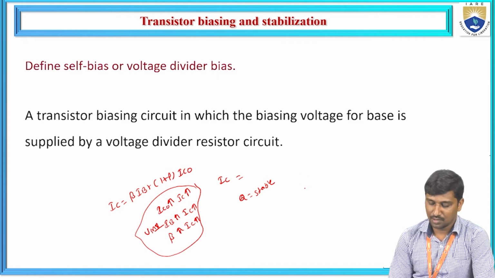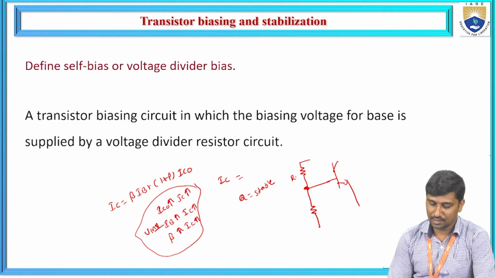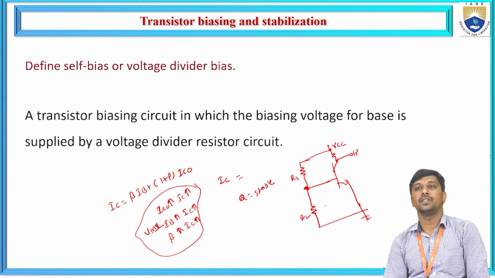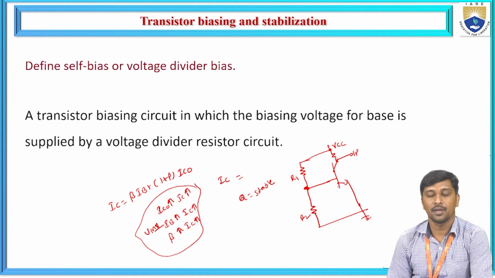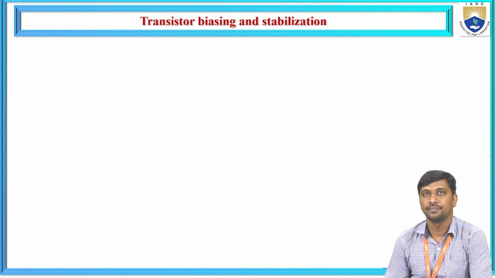So to control that, on the input side we are using the voltage divider network. The base is connected through this voltage divider network. Let's say this is R1 and R2, and R1 is connected to the biasing voltage source VCC, and R2 is connected to ground potential. Output is taken from the collector, and this type of biasing approach is called self bias or voltage divider bias.